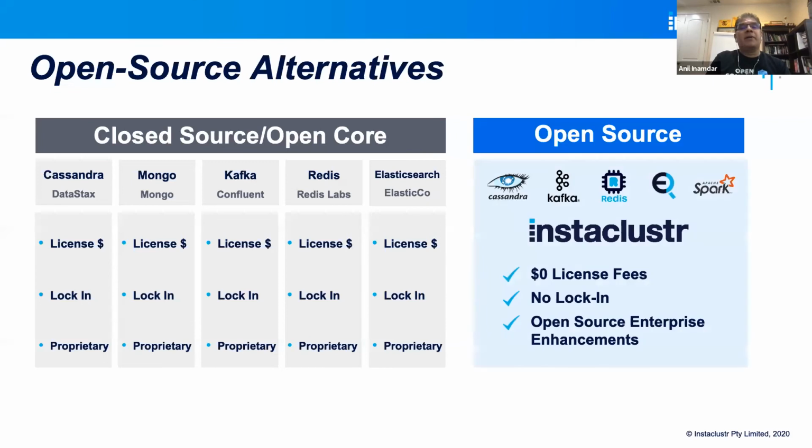Compare that to the right-hand side, where a company can use all the similar software, but they are all open source. There is no licensing fee and there is no vendor lock-in. So that's the two examples: on one side you're dealing with multiple licenses, vendor lock-in and proprietary software. On the other hand, there are zero licensing fees, and there is no technology or vendor lock-in.